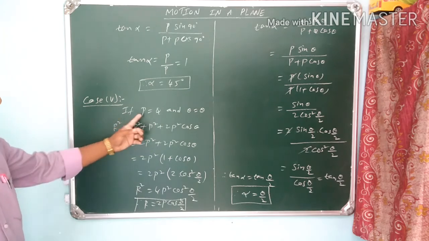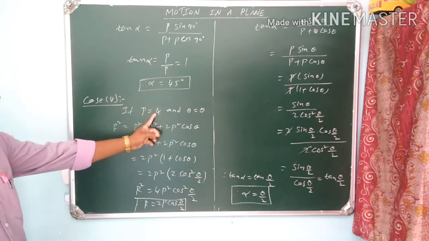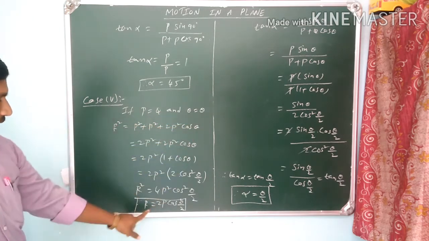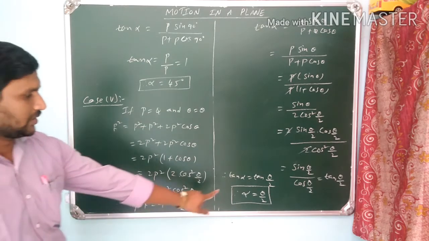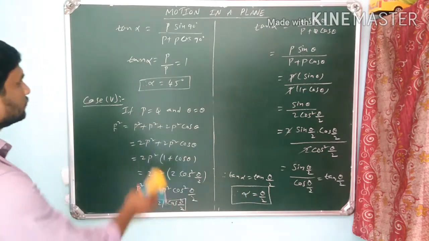When the magnitudes of the two vectors P and Q are equal and the angle between them is theta, the resultant is 2P cos theta by 2 and the angle is theta by 2.